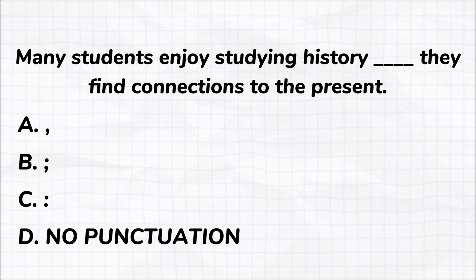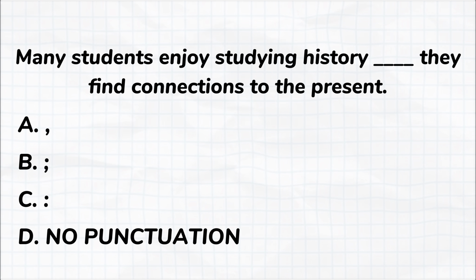All right, next is a punctuation question. Now, punctuation questions trip people up because we usually go by what sounds right. The ACT doesn't care about that. It only cares about sentence structure. So let's test it. The first half: Many students enjoy studying history. That is a complete sentence, otherwise known as an independent clause. The second half: They find connections to the present. That's also a complete sentence, also an independent clause. That means we're connecting two independent clauses.